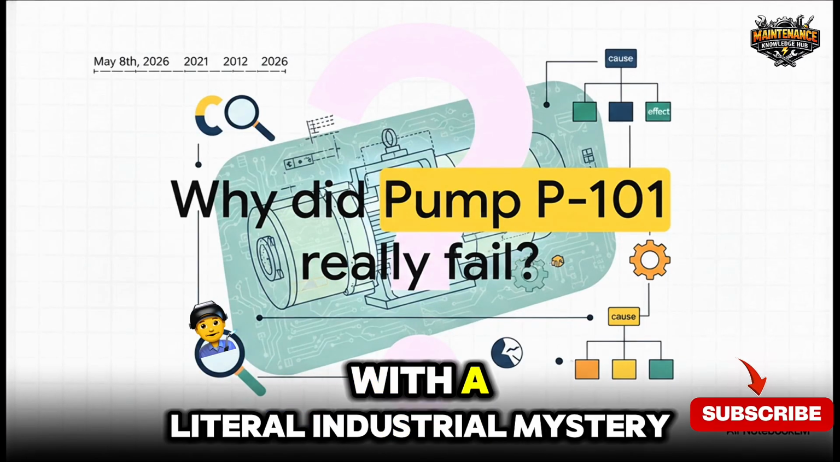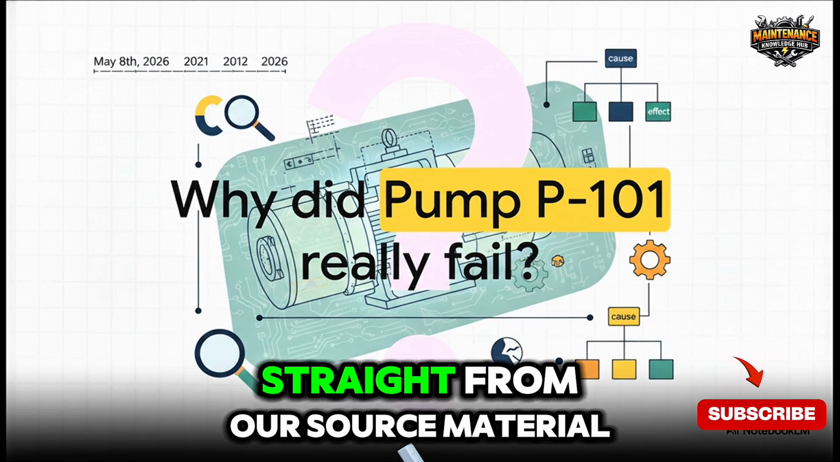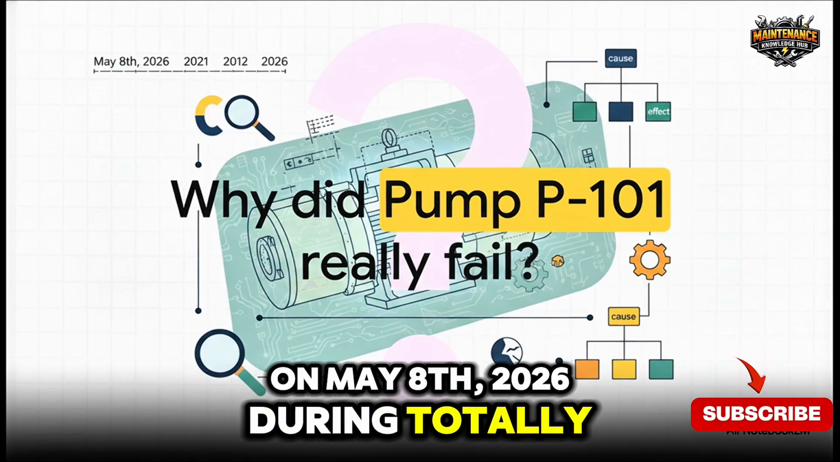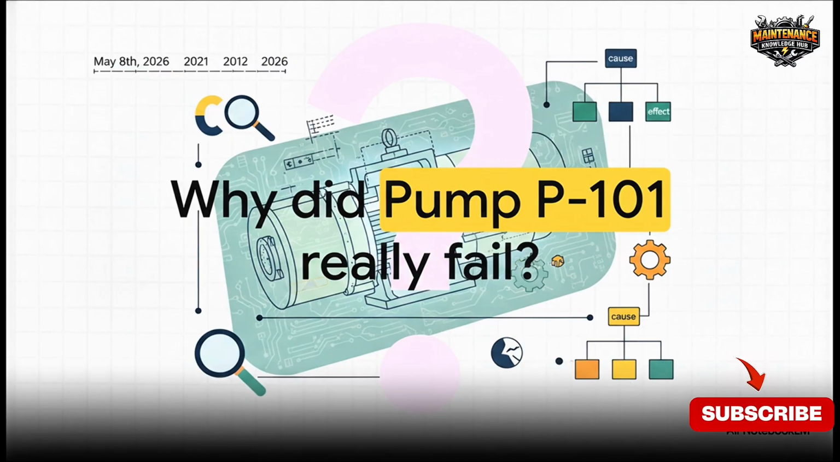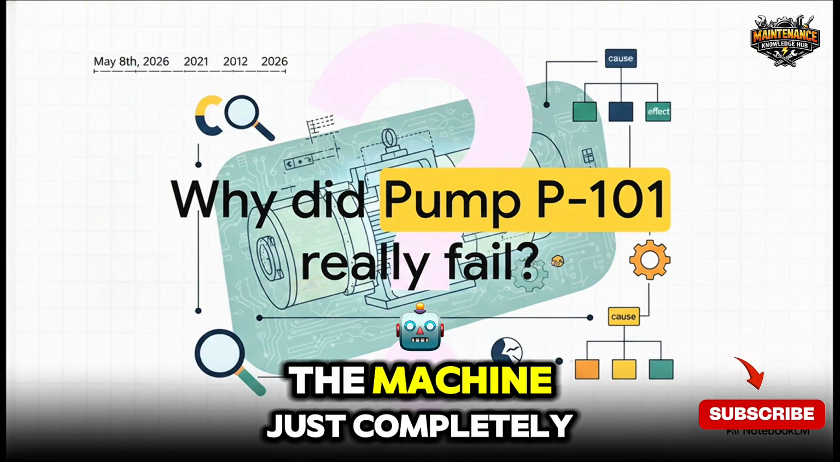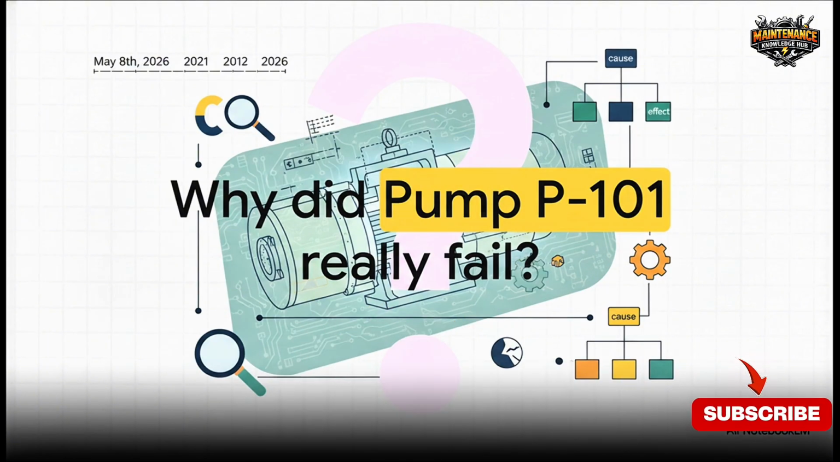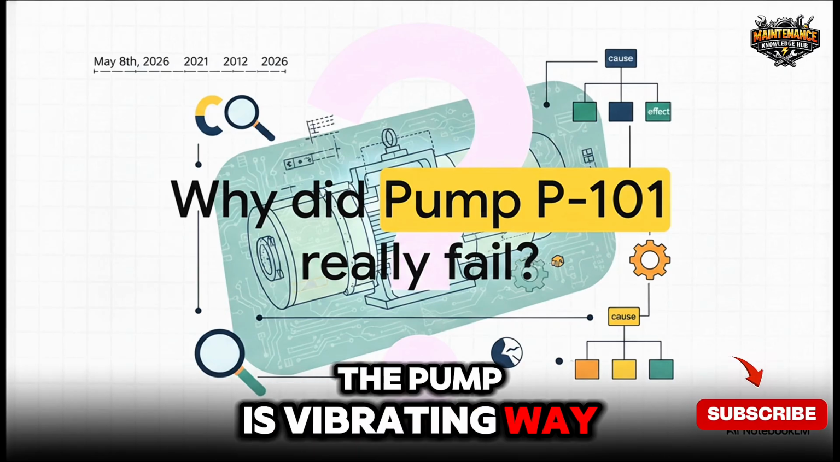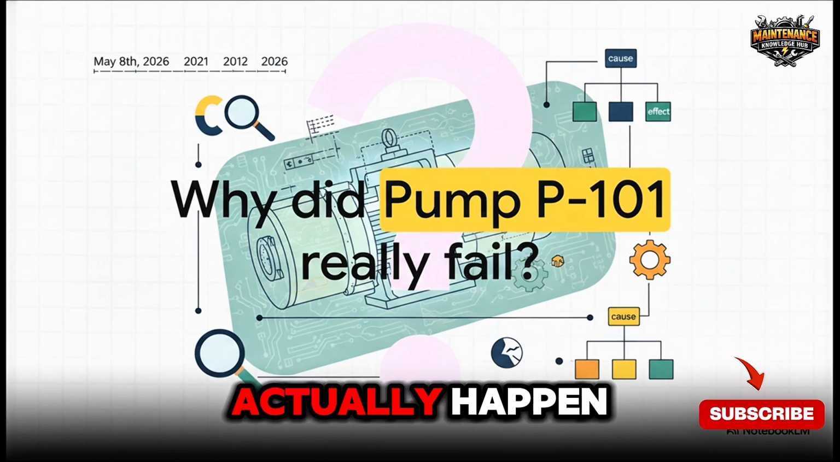Let's kick things off with a literal industrial mystery straight from our source material. On May 8th, 2026, during totally normal operation, centrifugal pump P101 tripped because of high vibration. The machine just completely shut down. Now, the immediate symptom is obvious, right? The pump is vibrating way too much. But why did it actually happen?